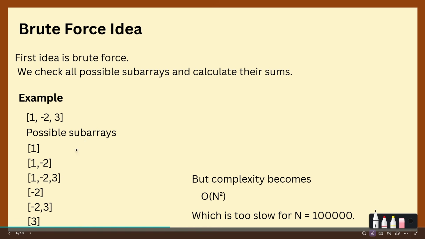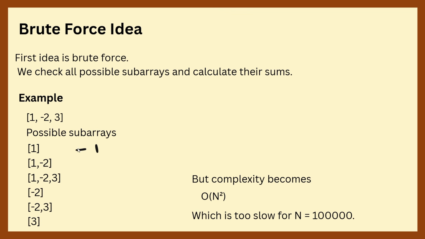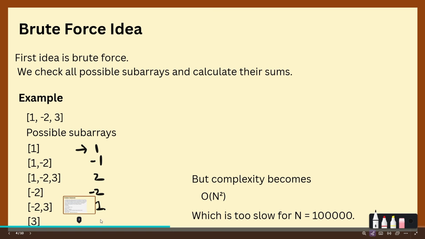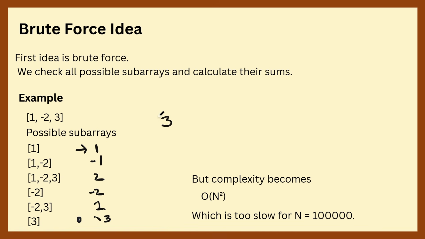The sum here is 1. Here the sum becomes minus 1. Here the sum is 2. Here the sum is minus 2. Here it is 1, and the last one is 3. So the maximum subarray sum is 3, and this becomes our answer. But in the brute force approach, the time complexity becomes n square, which we do not want because it is too slow for n equal to 10 to the power 5.